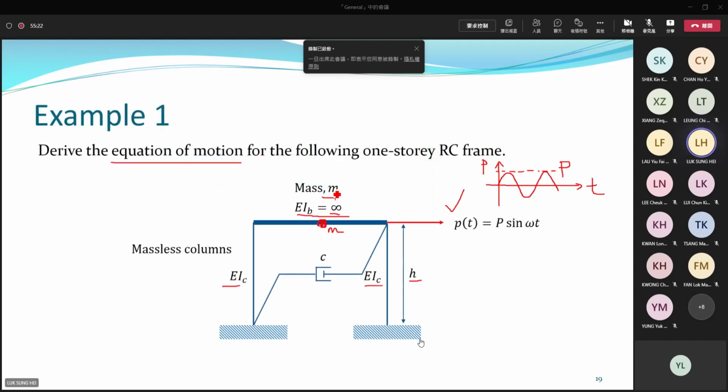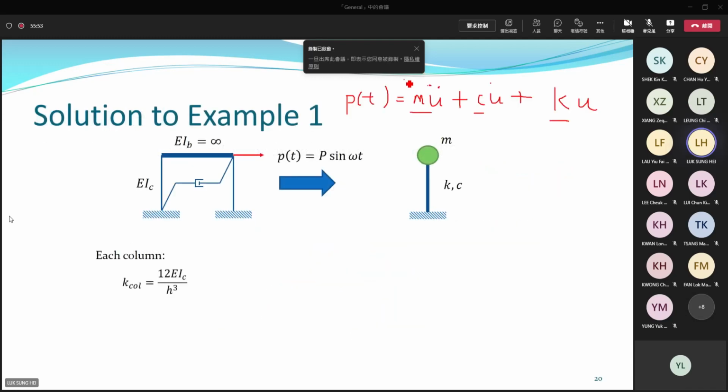M is easy because the picture gives you the answer. M is just M, the total mass of the system, because we ignore the mass of the column. So mass is M. You have to calculate C and K yourself. C is also given in the middle. C is used to describe the total damping property of a system. Normally, it's represented by something like a dashpot, C. So C is also well defined in this problem.